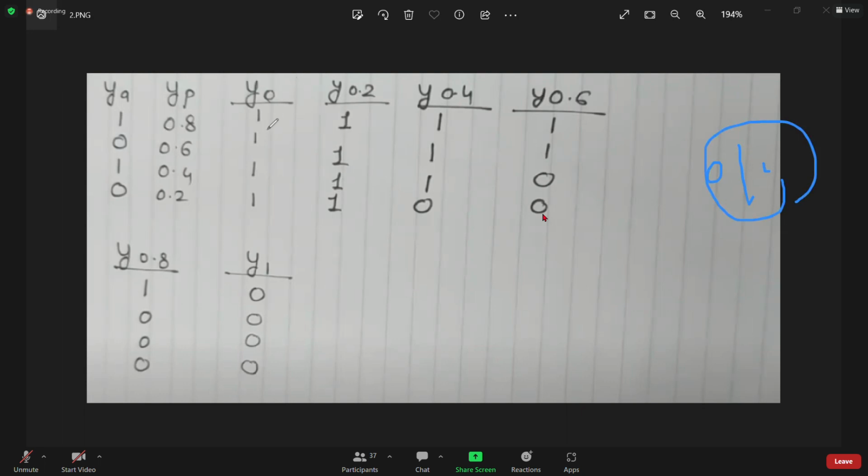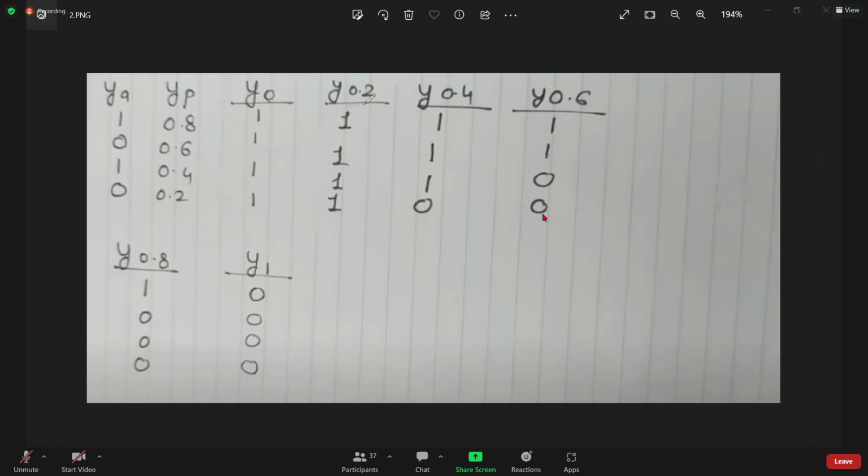At threshold 0, the model predicted 0.8, which is greater than or equal to 0, that's why I mentioned 1. At 0.6, is 0.6 greater than or equal to 0 or not? That's why I mentioned 1. The prediction 0.4 is greater than or equal to 0, so that's 1. 0.2 is also greater than 0, so we have 1. Are you clear up to this, guys?